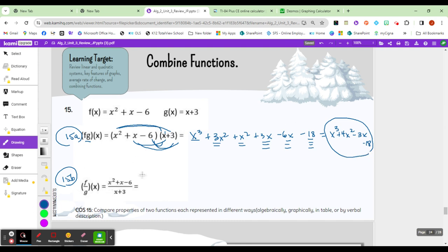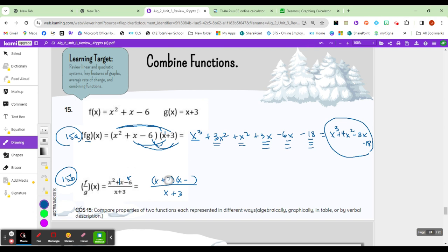15b, we're dividing. So about the only way that you can simplify something that looks like this is to try to factor. So the top of this problem factors because it's a trinomial. The 6 is negative, so that tells me that my signs are different or opposite. The only way to get factors that are going to multiply to be the x squared is to have an x times an x. And then you're going to put in two factors that multiply to be negative 6 that combine to be positive 1.